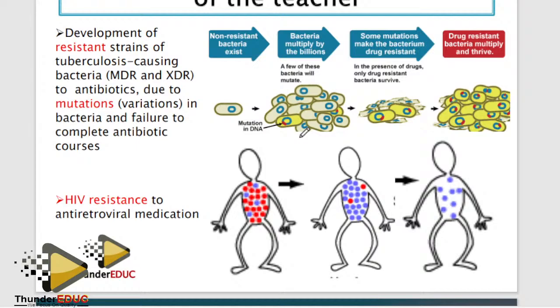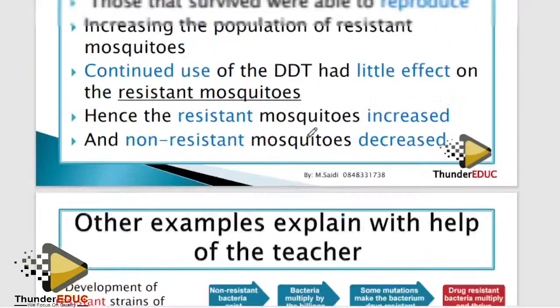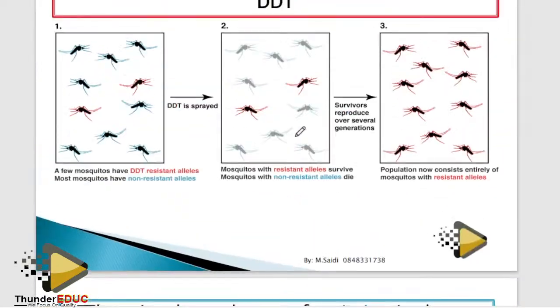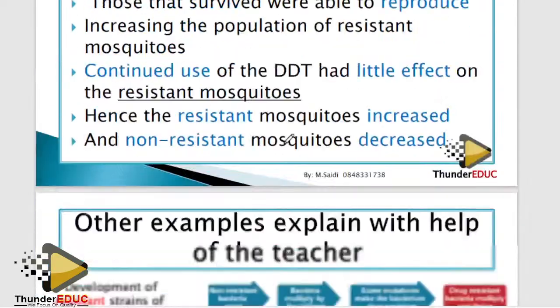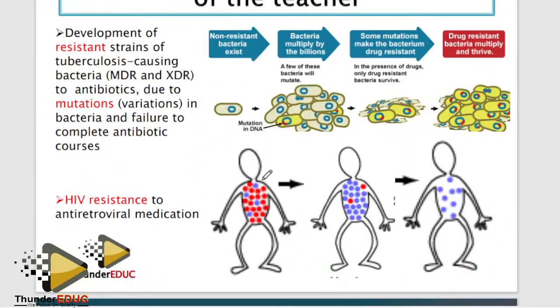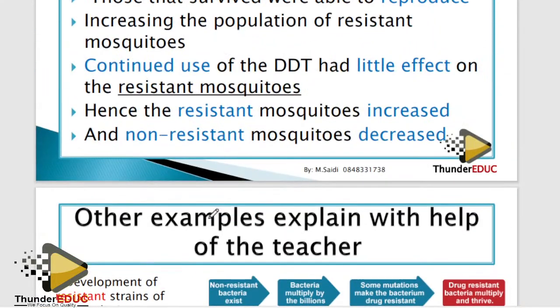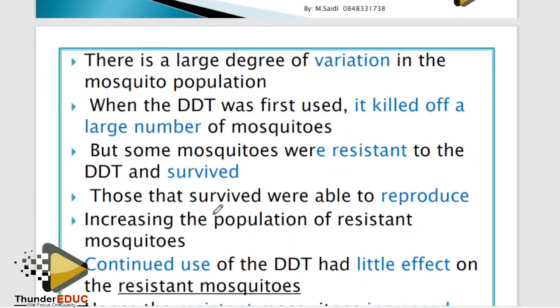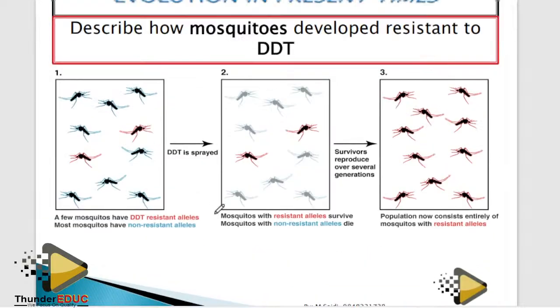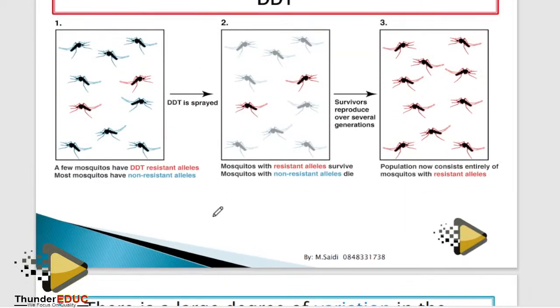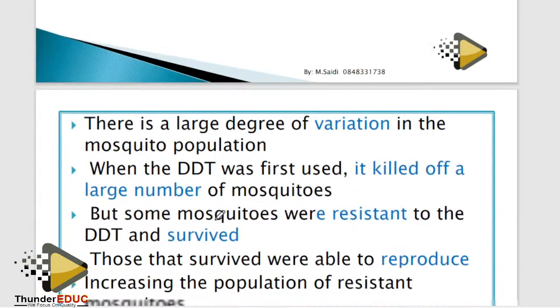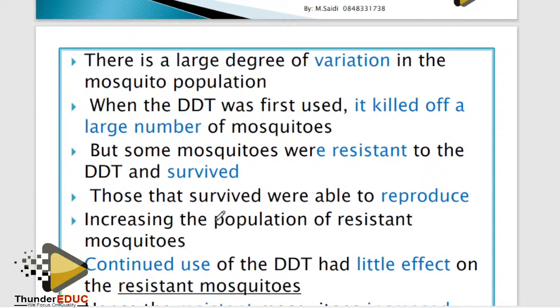Guys, present evolution can be brought into theories: use of DDT on mosquitoes, use of antibiotics on bacteria, or use of antiretrovirals, ARVs. All of them work the same way, through natural selection. When you talk about evolution taking place in present time, it's about resistance.